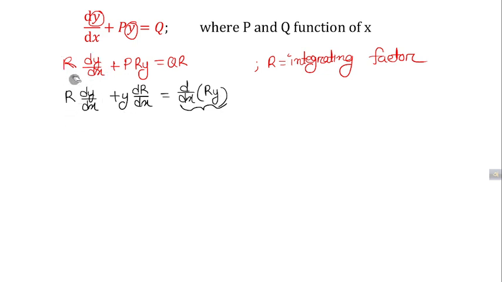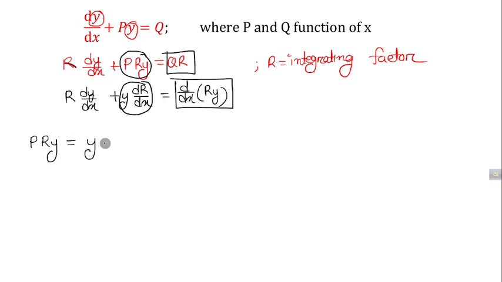Okay, now listen to me carefully. There might be some r, we don't know what the value of r is, but there might be some r for which this term will be equal to this term, and similarly this term will be equal to this term. What I have said is that there might be some r existing in this world for which pr y is equal to y dr by dx, and similarly there might be some r for which qr is equal to d by dx of ry. So there might be some r, and we have to find the value of this r.